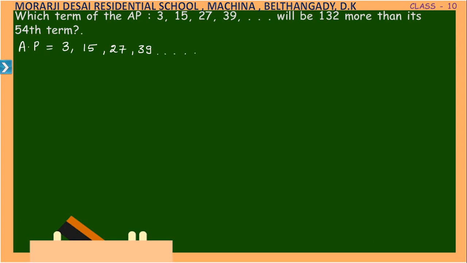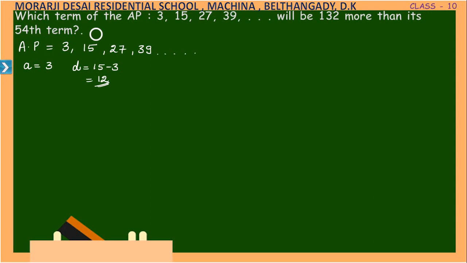Now if the AP is given, we can write the first term, that is 3 here, and the common difference, that is A2 minus A1. 15 minus 3 is 12. Common difference is equal to 15 minus 3, that is equal to 12.